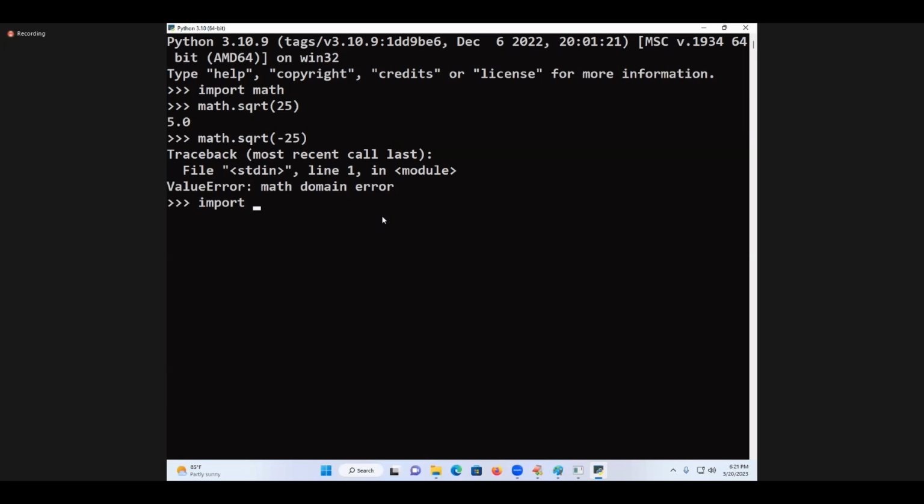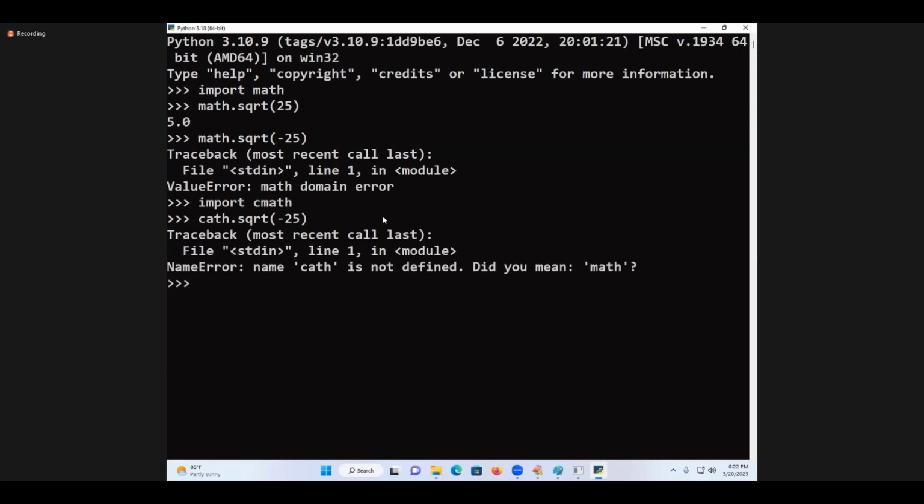So there is something called what? Import cmath. Import cmath. Complex math, the module itself is called cmath. You write cmath.sqrt of minus 25 and you'll get 5j. Yeah, spelling mistake. With cmath you'll be getting the value called what? 5j. What is that representation, 5j? Complex number notation.